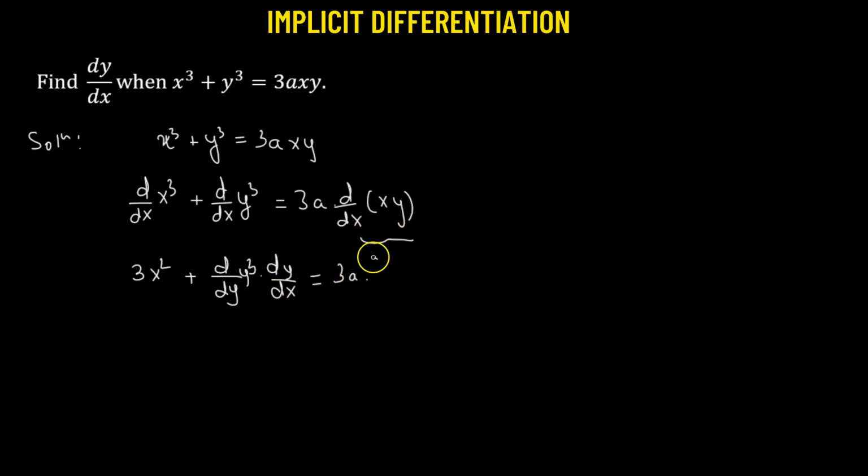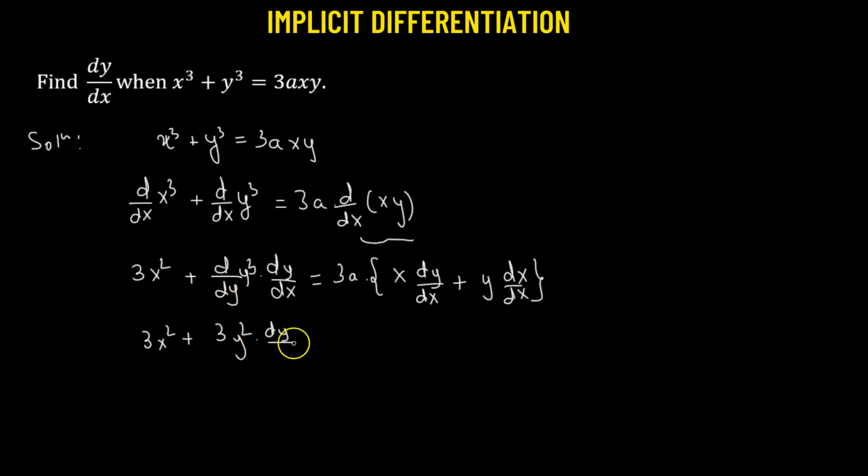So here we can use the product rule to expand the derivative of xy to get x times the derivative of y with respect to x plus y times the derivative of x with respect to x. So this will give us 3x squared plus the derivative of y cubed will be 3y squared multiplied by the derivative of y with respect to x. So that's equal to 3a times x times the derivative of y with respect to x. The derivative of x with respect to x, this value goes to 1. So that means we have 3a multiplied by y.